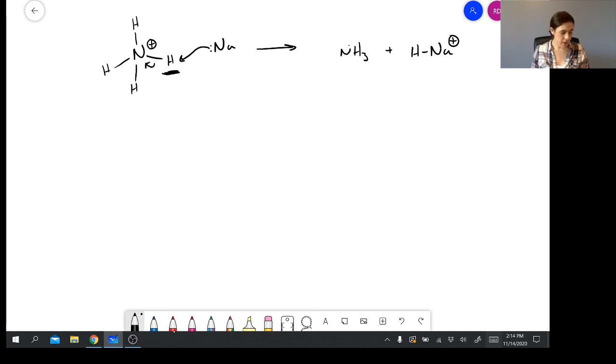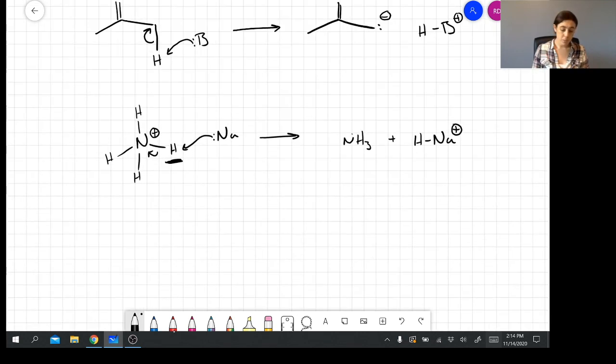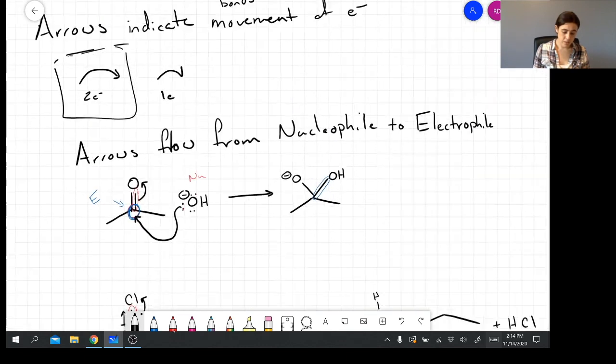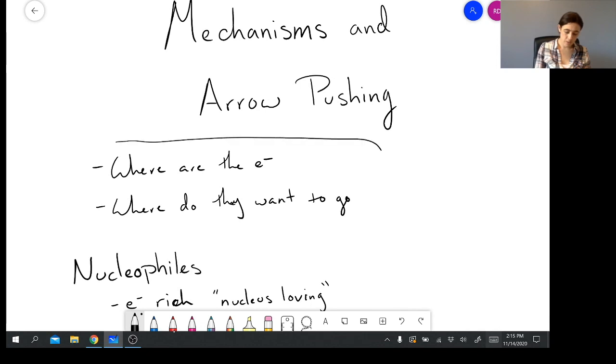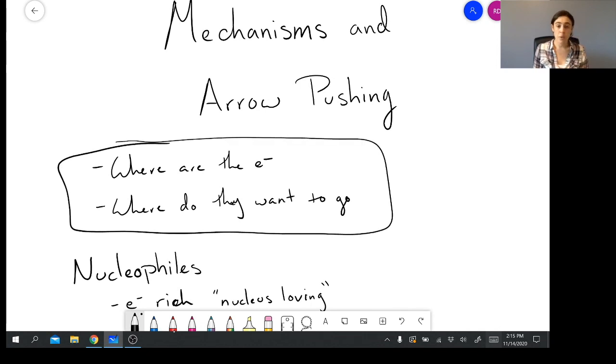So hopefully that gives you some idea of the standard bookkeeping of mechanisms and electron flow. Please remember that really the key is these two things. Where are your electrons and where do they want to go? In multi-step reactions, if you just ask yourself that at every step of the way, you'll figure out the mechanism pretty readily, and you don't need to memorize anything in order to do it.